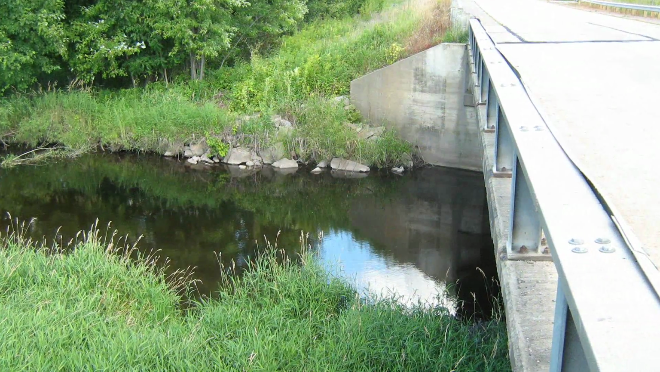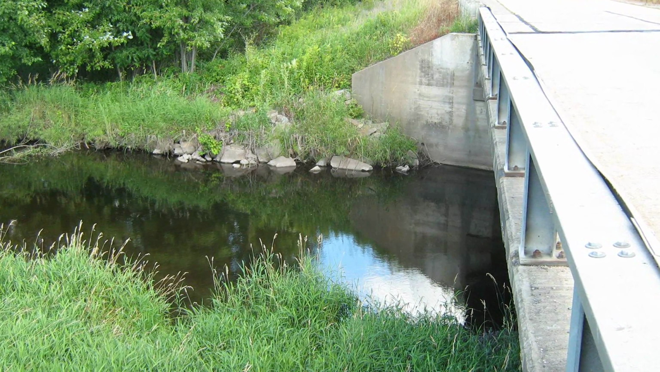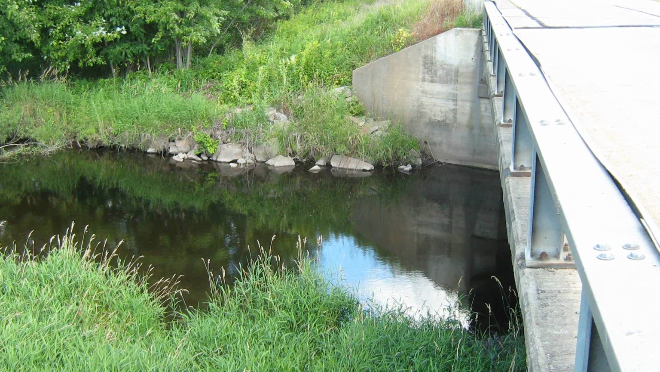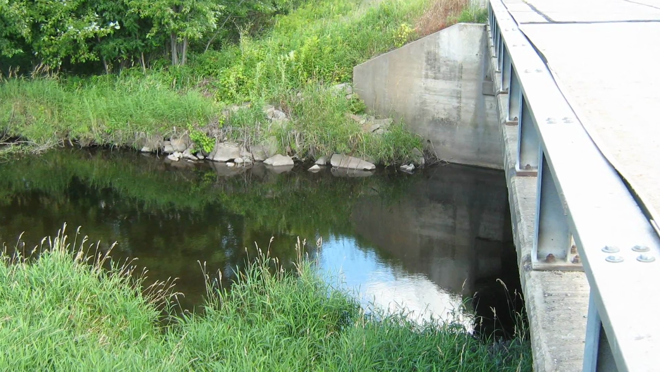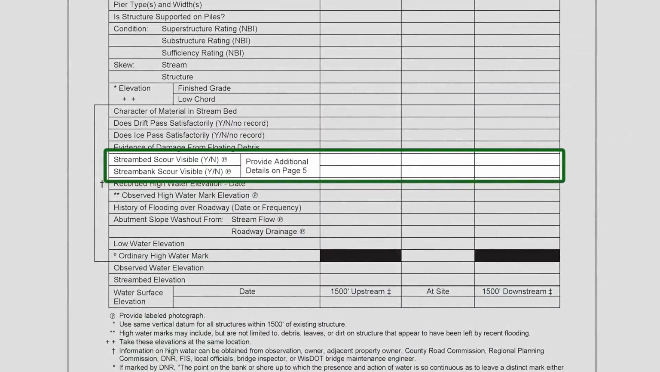If stream bed or stream bank scour is observed, consideration will be given to the location of proposed substructure unit location and the placement of additional riprap. Stream bed and bank scour near a culvert indicates that the structure may be undersized or misaligned with the stream.